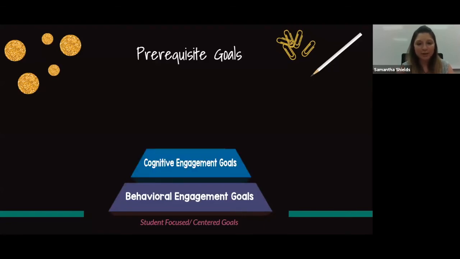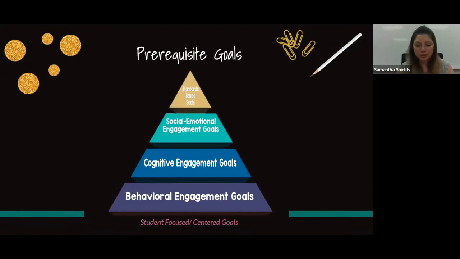So I have here behavioral engagement goals, cognitive engagement goals, social emotional engagement goals, and then you get to your standards-based goals. With each of these, as they build on top of each other, we're equipping our students and teachers with everything they need in order to produce the learning outcomes that we want for those academics.